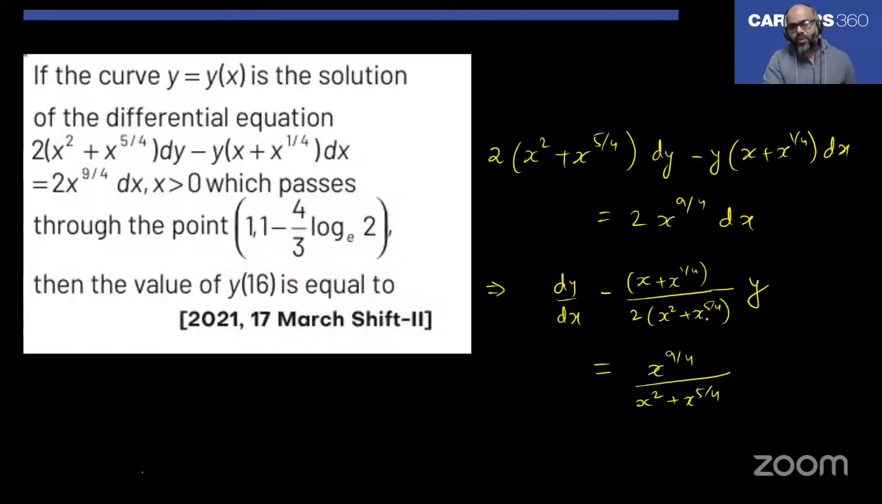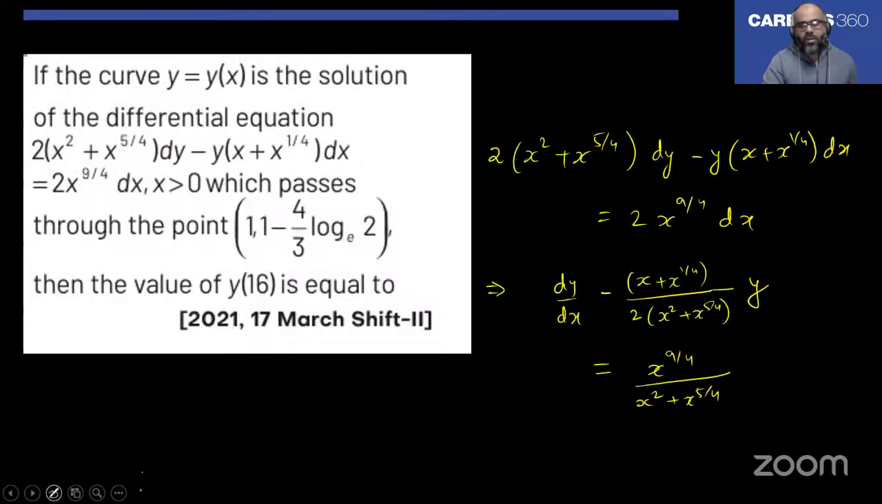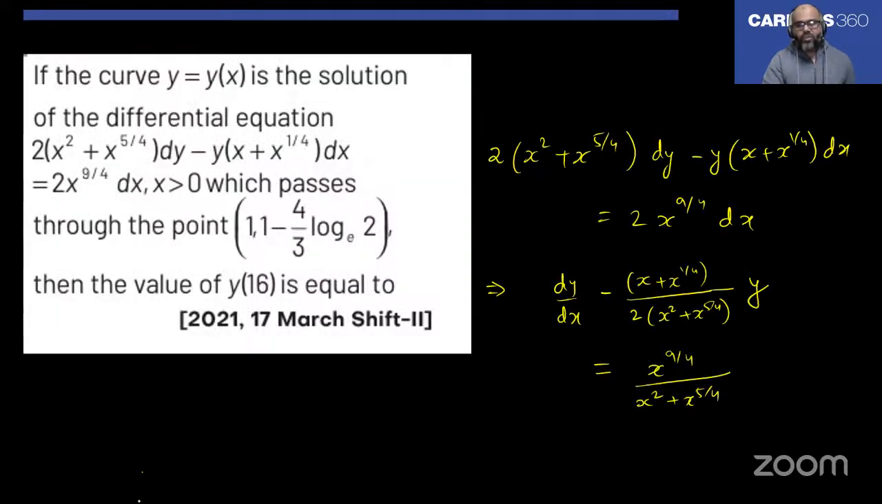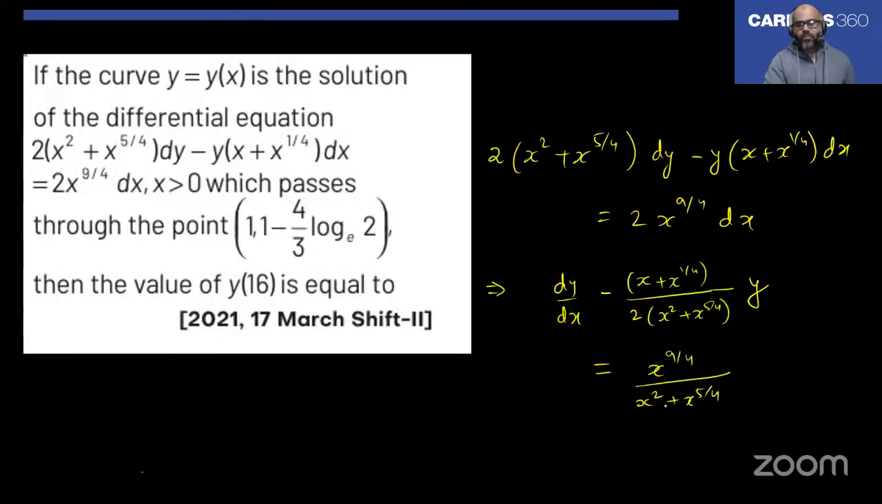here we take x to the power 5 by 4 common. This is 2 times, so it is x to the power 3 by 4 plus 1. This is equal to x to the power 9 by 4 by, we take x to the power 5 by 4 common. And what will be inside? x to the power 3 by 4 plus 1.